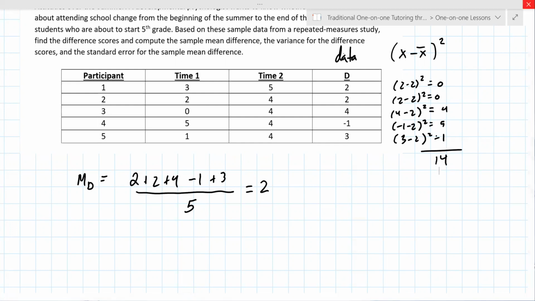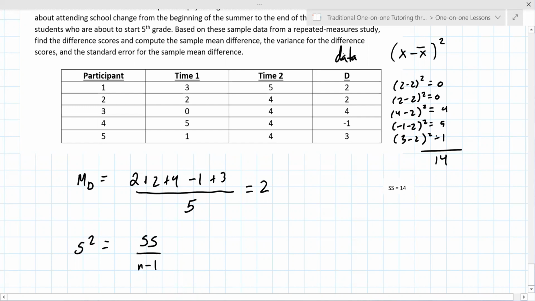Your instructor actually provides that number here, although you can certainly find it. The next thing they ask for is s squared. S squared is this SS number divided by n minus 1. That's the same standard deviation formula. So that's 14 over 5 minus 1, so it's 14 over 4, which is 3.5.